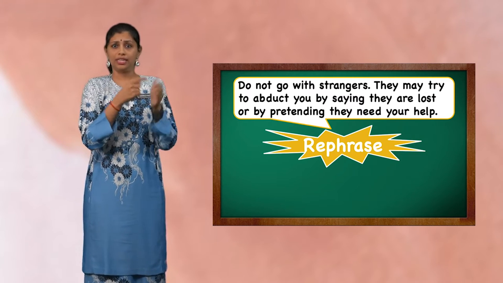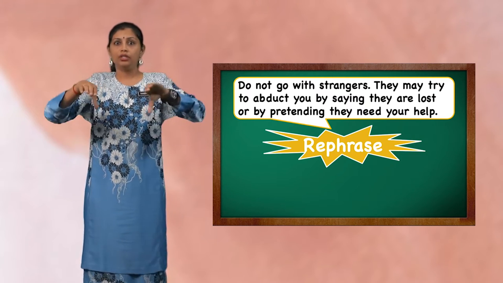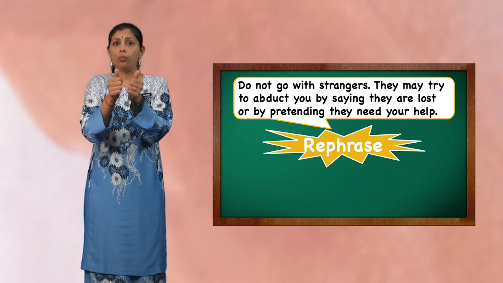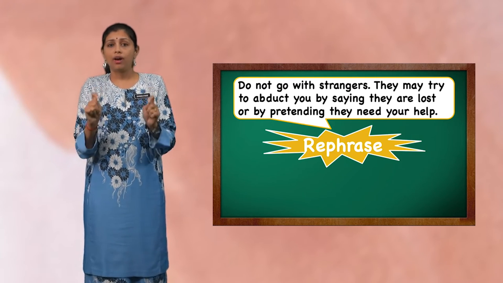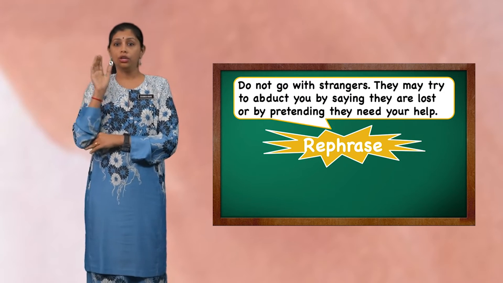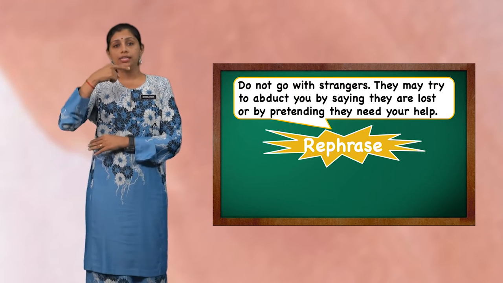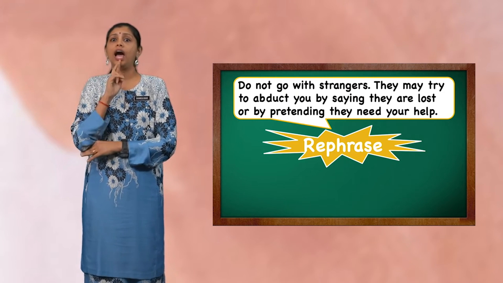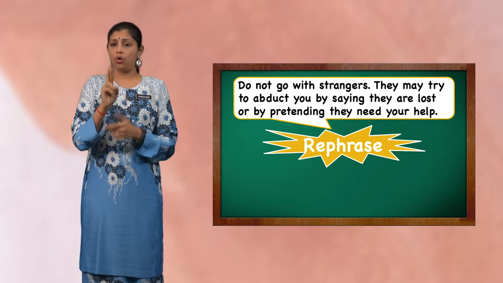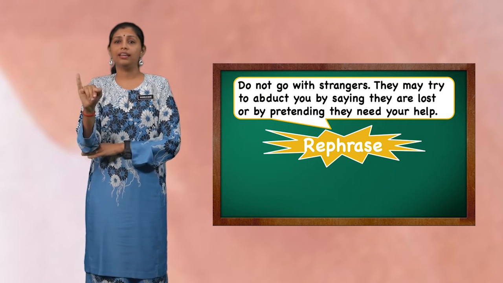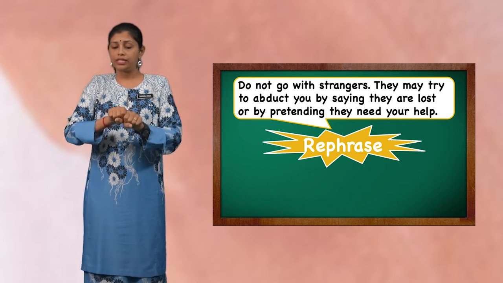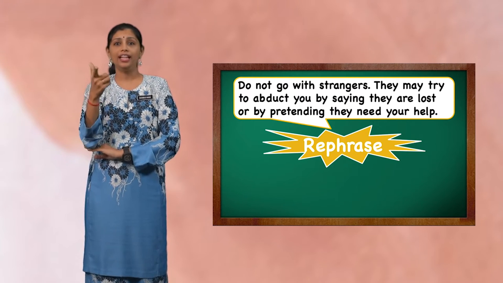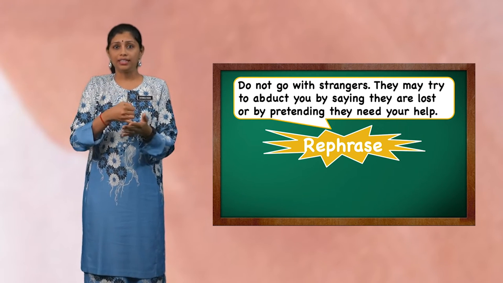The first point says, do not go with strangers. They may try to abduct you by saying they are lost or by pretending they need your help. So, we shall rephrase it like this.